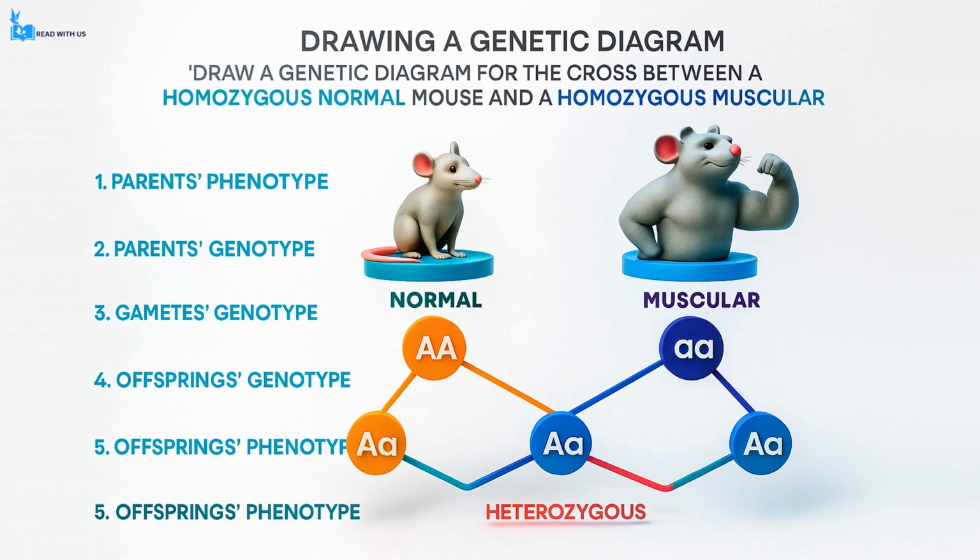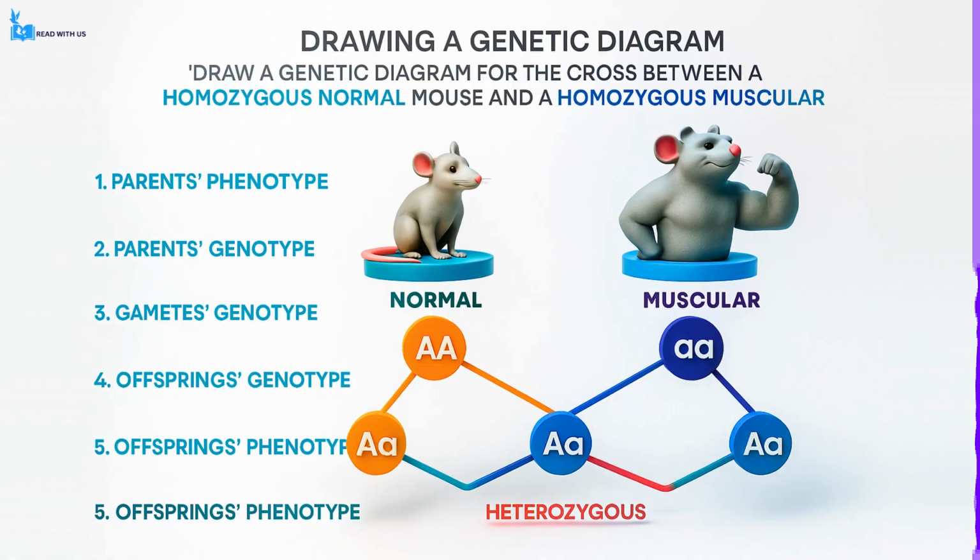To work out the gametes, we separate the 2 letters in each parent's genotype into individual circles, which represent the gametes they can produce. This step simulates what happens during the process of meiosis, where each gamete receives only half of the genetic information from the parent. Now, to find the genotypes of the offspring, we match each gamete from one parent with each gamete from the other parent in all possible combinations.